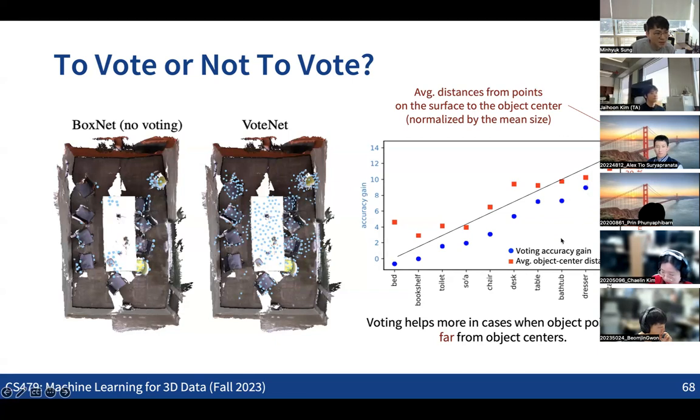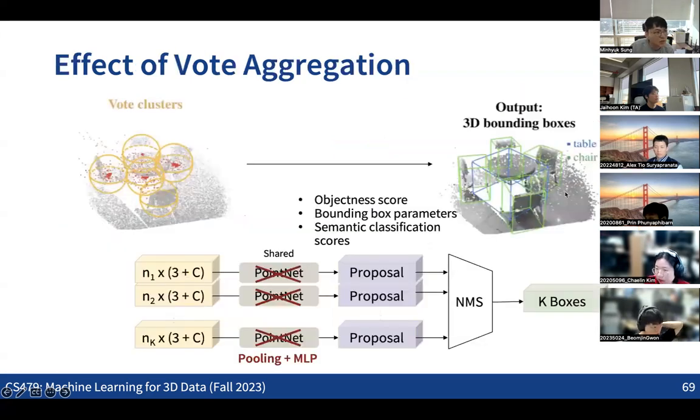So for some cases like the table, the bathtub and the dresser, the center of the object might be far from some of the points in the object. For those cases, having the voting scheme can be more useful for improving the accuracy. And there are also some other evaluation studies as well.